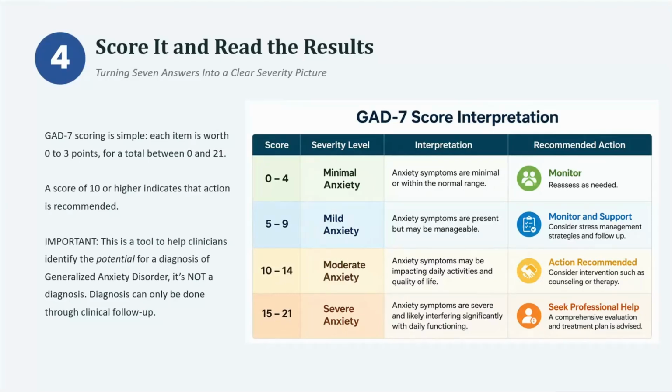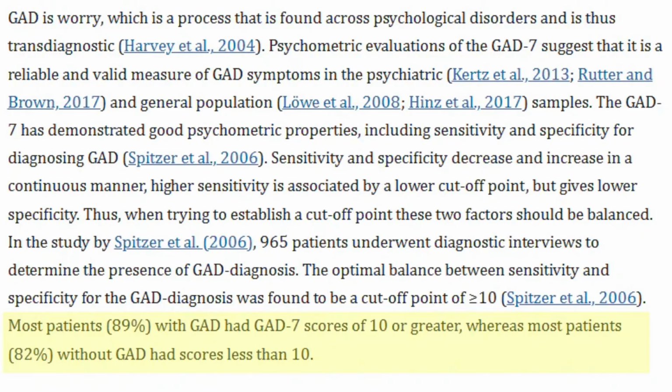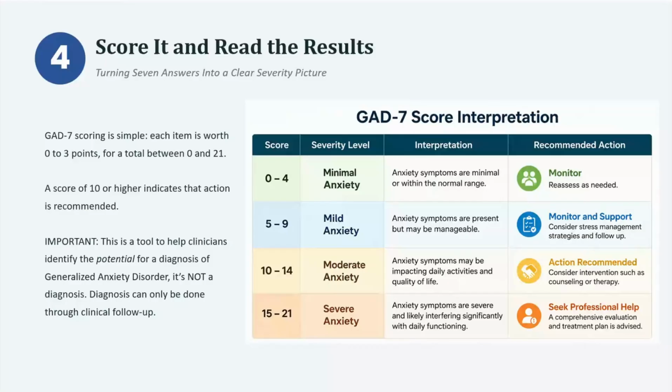And here's a stat worth remembering for your own confidence in this tool. In a 2006 validation study, a GAD-7 score of 10 or higher identified generalized anxiety disorder with 89% sensitivity and 82% specificity. That's published in the Archives of Internal Medicine if you'd like to look it up.